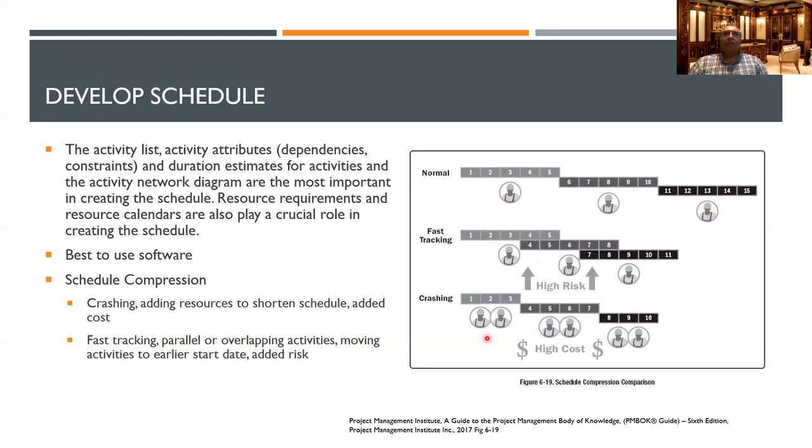In crashing, you put in extra resources, you put more people in instead of 1. Now you hire a co-op student from Conestoga College, right? So you will hire them for 3 months, for 6 months, and they will help out in the project. And so you will do these activities faster. Same thing here, same thing here. But of course, you need more money to do crashing. It's a higher cost, right?